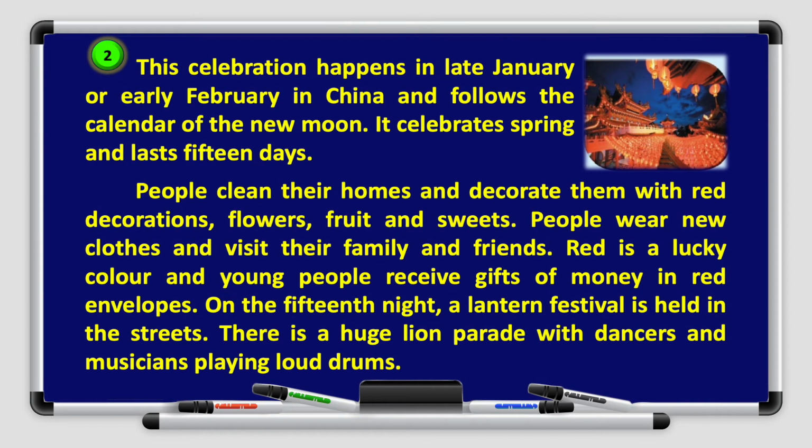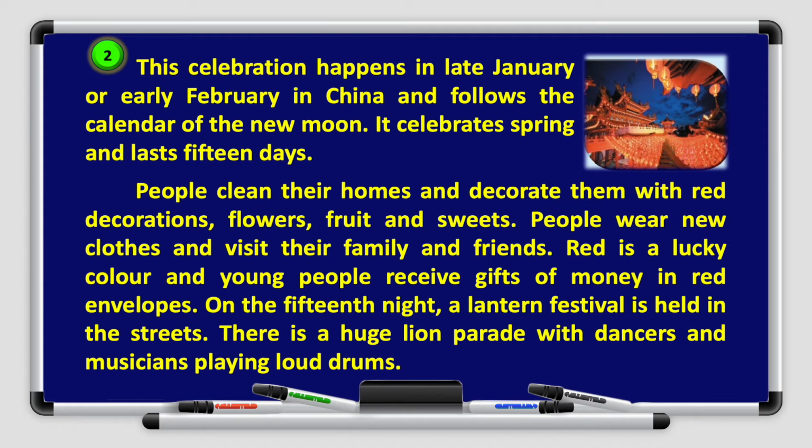This celebration happens in late January or early February in China and follows the calendar of the new moon. It celebrates spring and lasts 15 days. In the second paragraph, people clean their homes and decorate them with red decorations, flowers, fruit, and sweets. People wear new clothes and visit their families and friends. Red is a lucky color, and young people receive gifts of money in red envelopes.